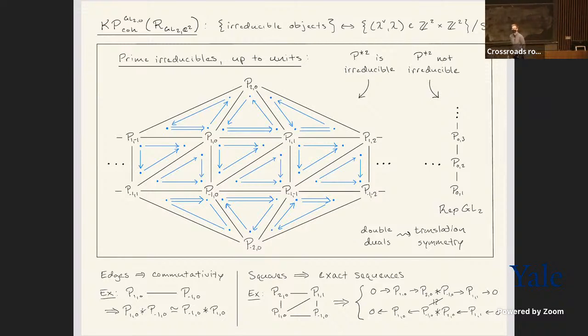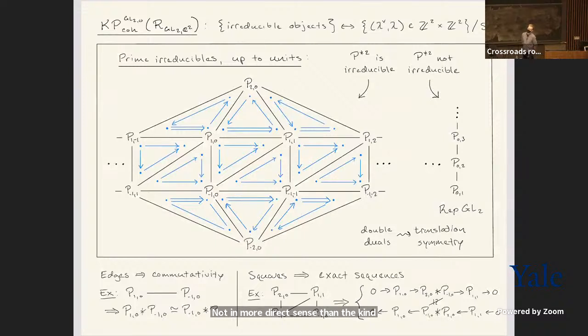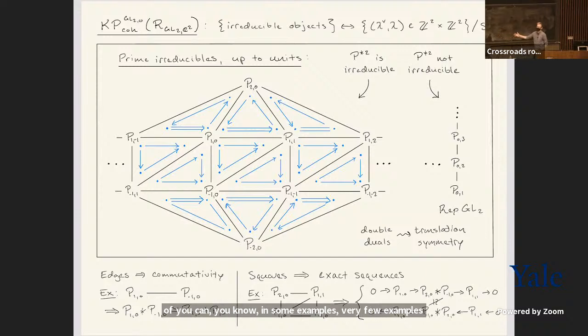I just have a very quick question. Do you see cluster monomials appearing in your canonical basis for any reason? Not in a more direct sense than the implicit sense that in some examples, very few examples, you can compute things by hand, see that there are natural clusters, and so cluster monomials are there. They don't play any particularly special role along the way, I would say. Yeah. Thanks.